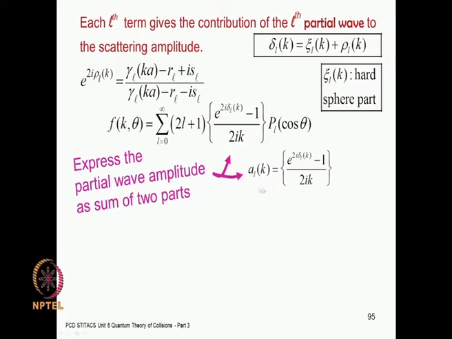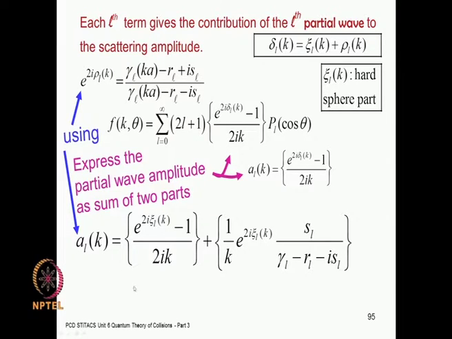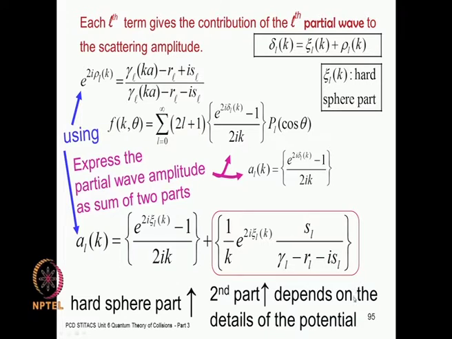So, this is the usual expression for the partial wave amplitude, right. So, this thing in the beautiful bracket, this is the partial wave amplitude, and using this relation you can just separate out that part using these complex numbers, and it comes as a sum of these two parts. So, this is the hard sphere part, and this is coming from the dynamics of the collision process. So, these are the two parts of the partial wave scattering amplitude. So, this second part depends on the details of the potential, the first part is just the hard sphere part.